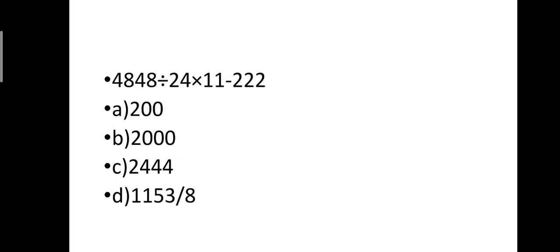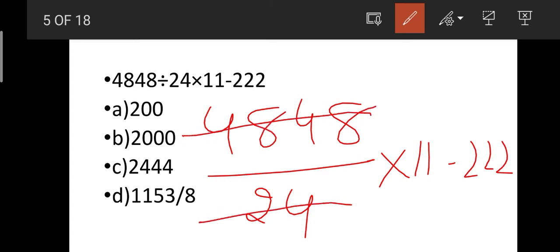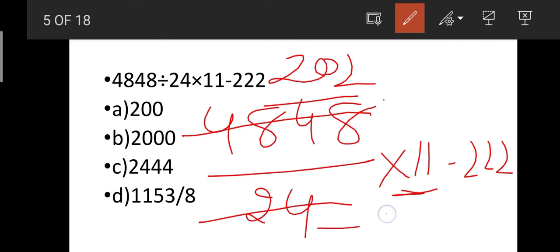See here, this is also a very simple model friends. You can easily get the answer. They have given us 4848 divided by 24, then into 11, minus 322. Isn't that so? If we observe here, 4848 divided by 24 will be 202. If we multiply 202 with 11, the result should be ending with 2, and if we subtract it with a number that is also ending with 2, our answer should be ending with 0.